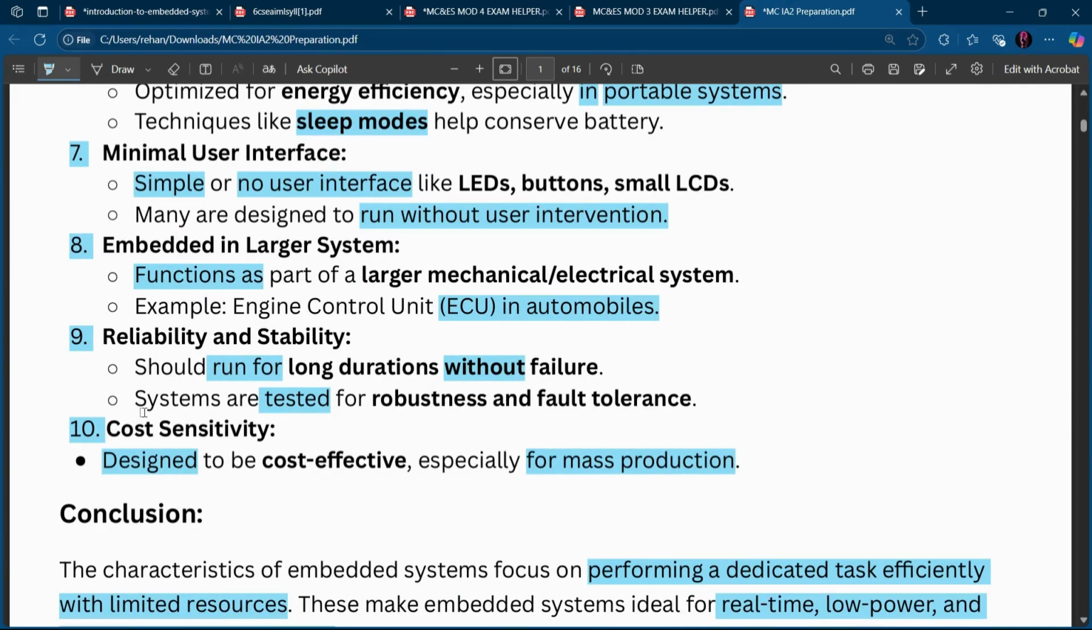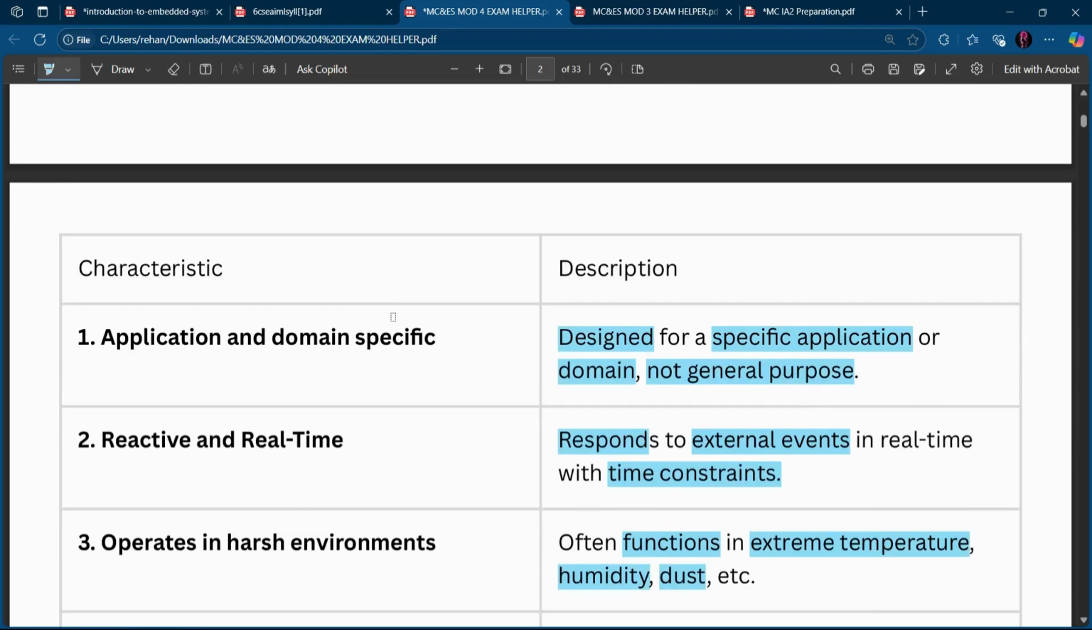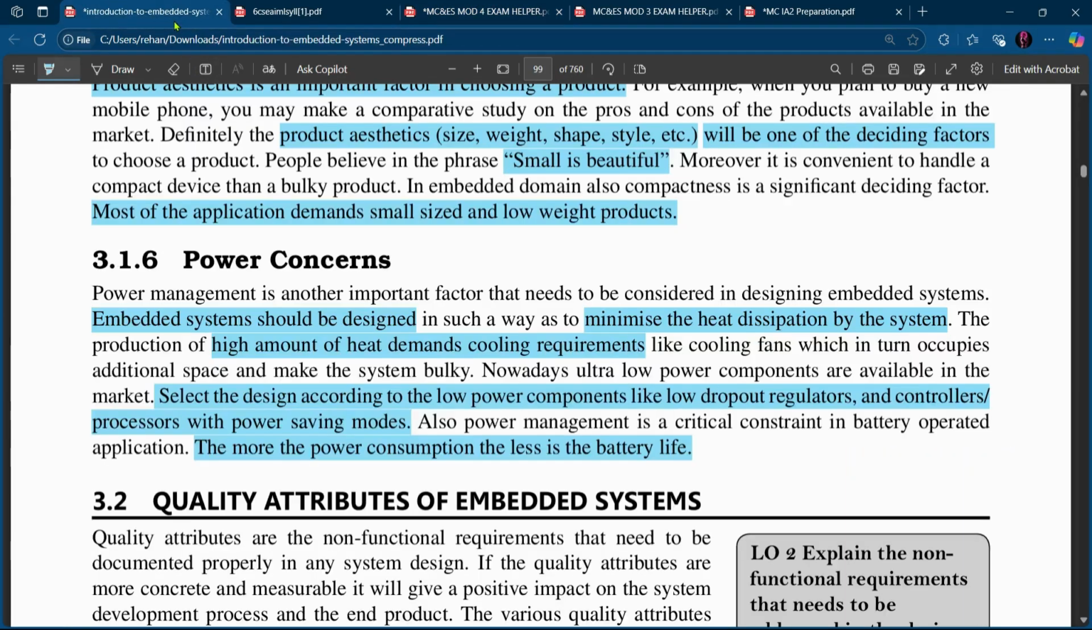Reliability and stability: the system should run for long durations without failure. Systems are tested for robustness and fault tolerance. You can practically write this key point for running for long durations. So this concludes the characteristics of embedded systems. I hope I have explained it in a detailed manner. You can write them for 5 marks, for 10 marks, or for 15 marks.